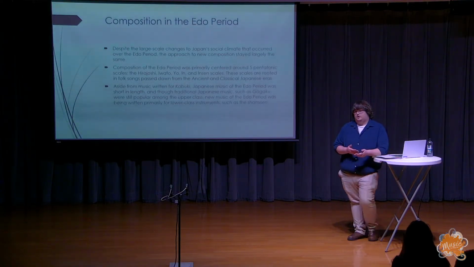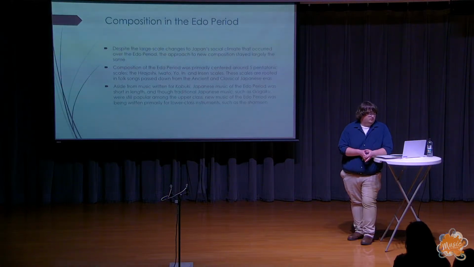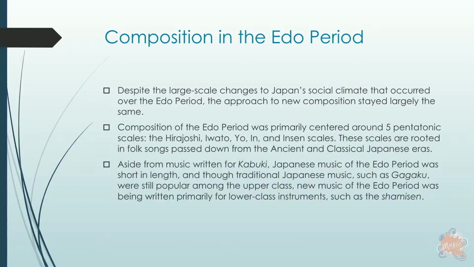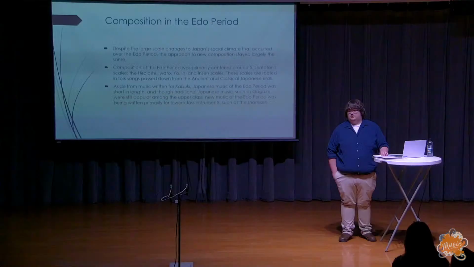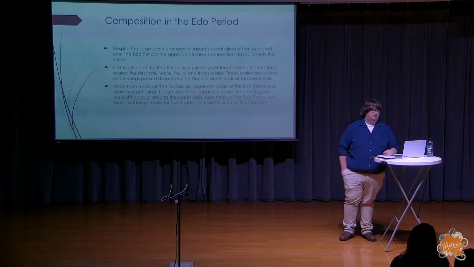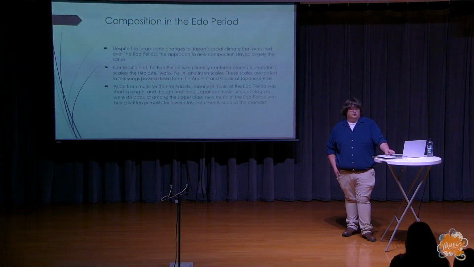During the Edo period, we don't see many changes to the approach to composition. It's largely just a change to instrumentation, as we talked about with the shamisen and how popular it became. The composition of the Edo period is largely centered around 5 different pentatonic scales. For those that haven't taken any theory classes, pentatonic, if we break that down, penta, 5 tonic tones. Scales made up of 5 tones. The Hira, Joshi, Iwato, Yo, and Insin scales, which are rooted in folk songs passed down from the ancient and classical eras of Japan, which we'll get into in just a second.